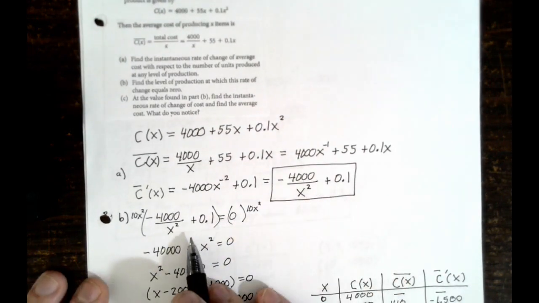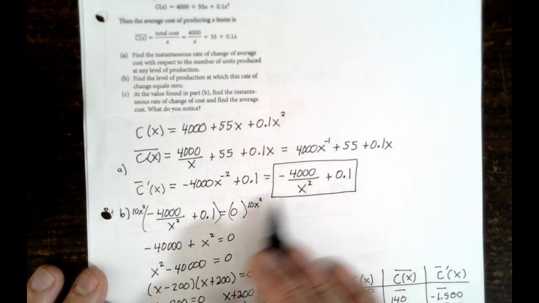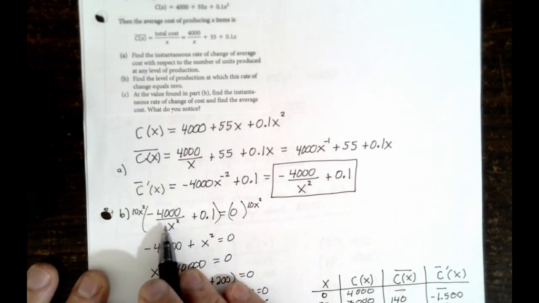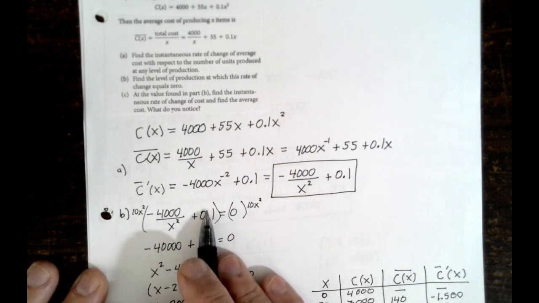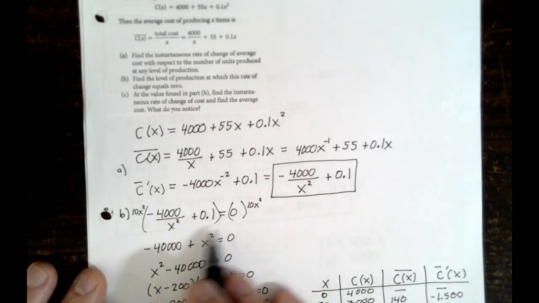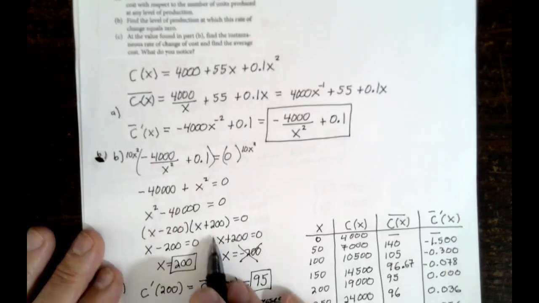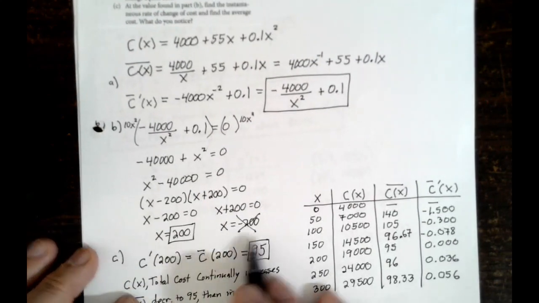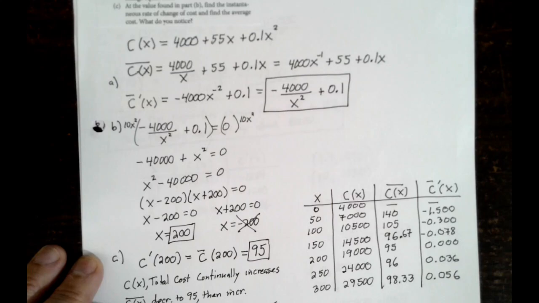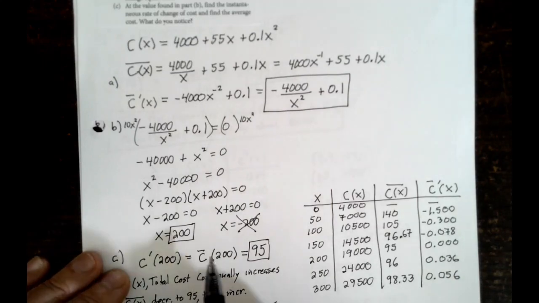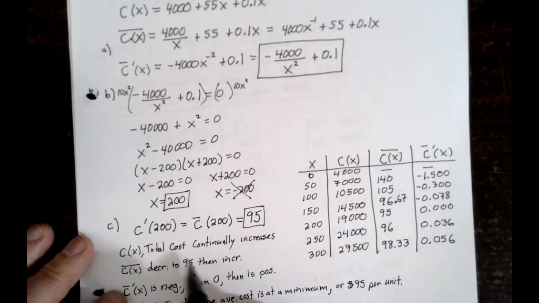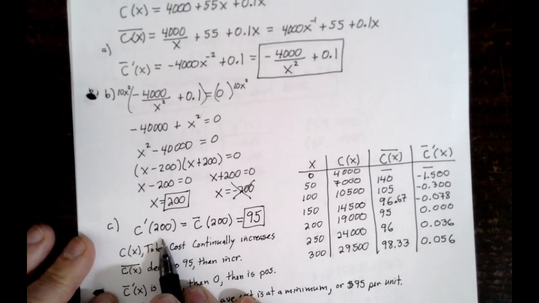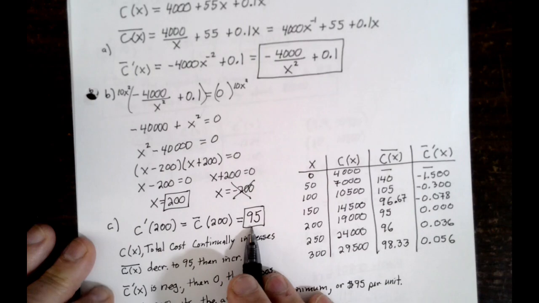Now part B says find the level at which the rate of change equals 0. Well, you set that derivative equal to 0. You want to clean it up by multiplying by powers of 10 to get rid of your decimals, and x squareds to get rid of your fractions. And then when you factor and solve, you get 200 and minus 200. Well, level of production can only be 0 or a positive number, so negative 200 units doesn't make sense. But if you plug 200 into the function, you get 95.